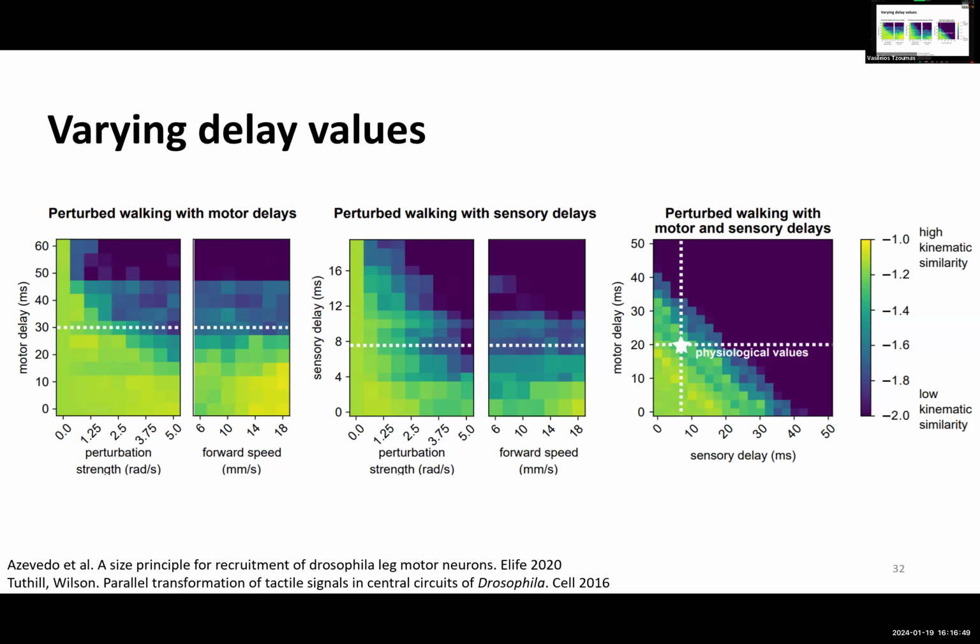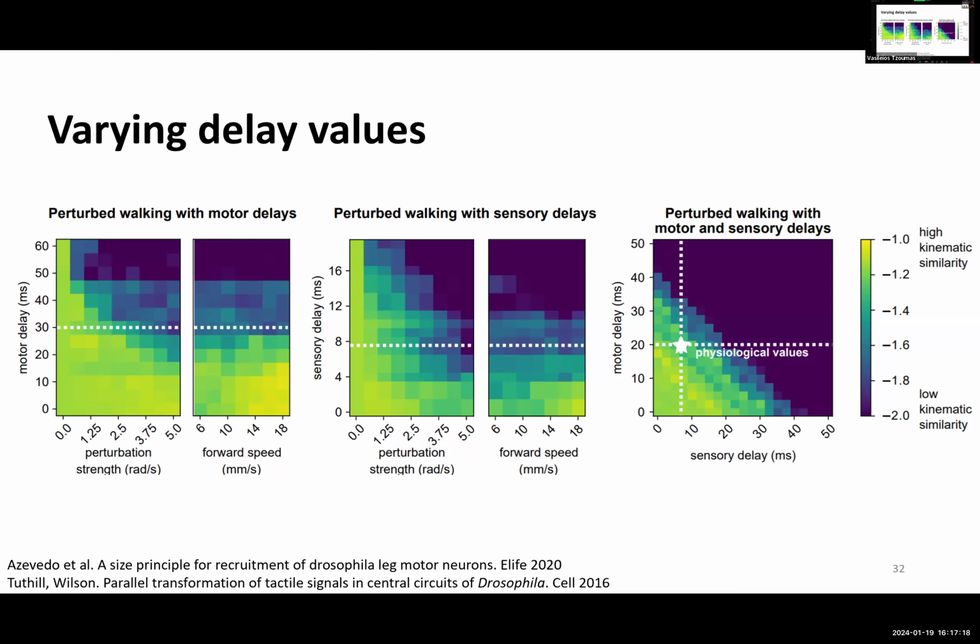So, the last thing that we did was, because we could, we varied both sensory and motor delay. And in this model, it doesn't matter what each of them is individually, it only matters what the sum, what the net delay is. If you look at this corner where you have 40 milliseconds of sensory delay and no motor delay, it's exactly the same as if you had 40 milliseconds of motor delay but no sensory delay. So that's what's making this diagonal pattern.